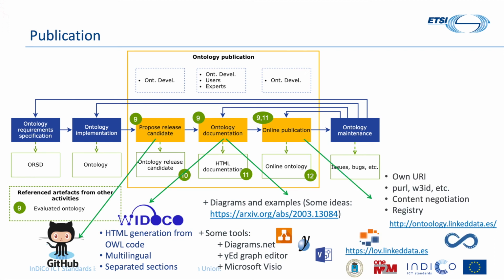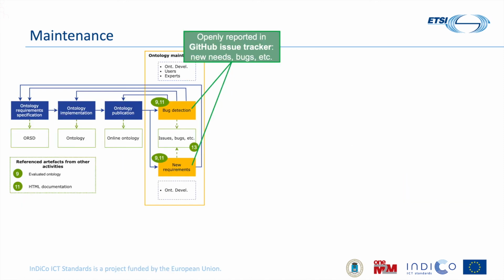Finally, for the online publication, we should decide whether we are going to publish the ontology in our own service, choosing our own URI scheme and pattern, or whether we are going to use persistent URI services such as PURL or W3ID. The publication should be done using content negotiation. It is also advisable to register our ontology in existing registries or repositories of ontologies, for example, lov.linkdata.es or those available in the domain of our ontology.